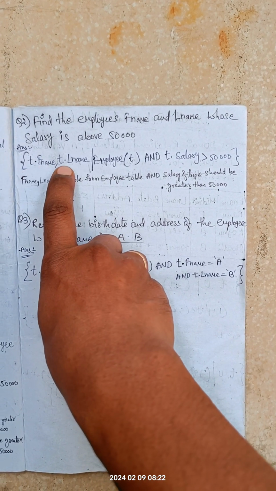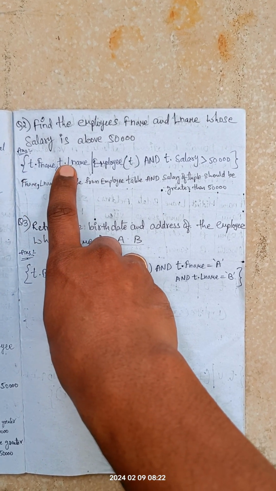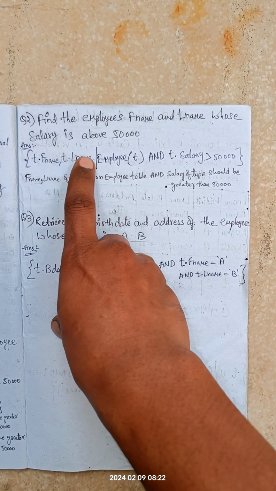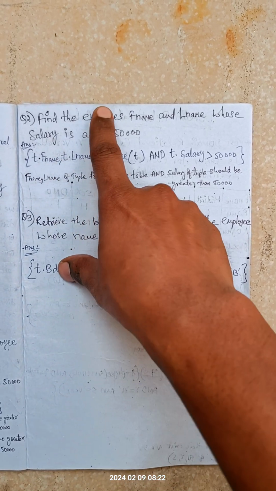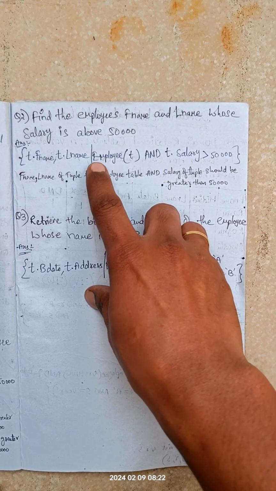That is how we'll write the query in DBMS. T dot fname, t dot lname. It means first name of the tuple, comma, last name of the tuple, such that tuple of employee table we want. Okay.